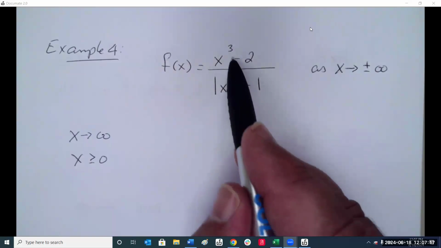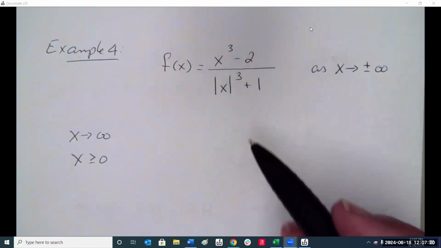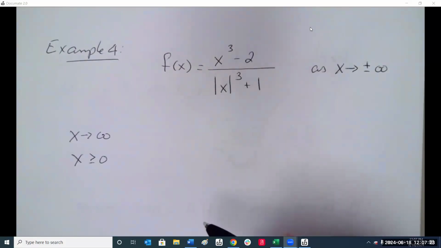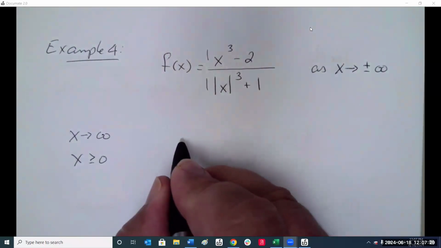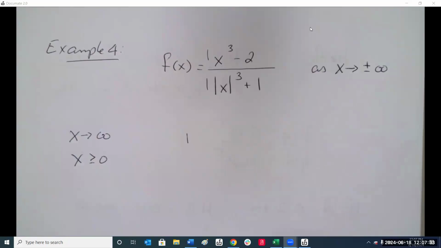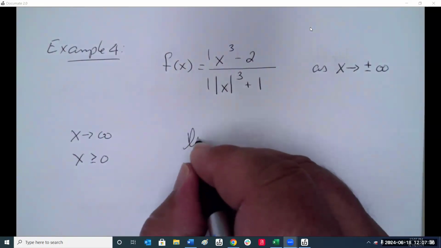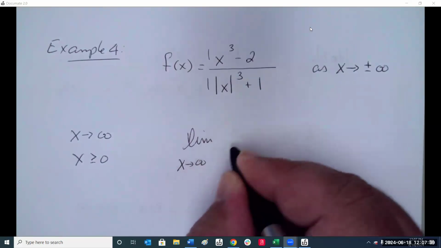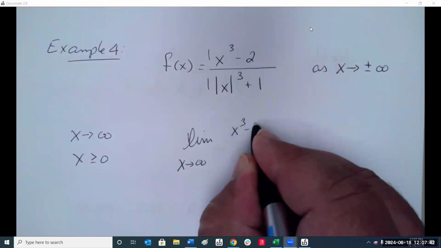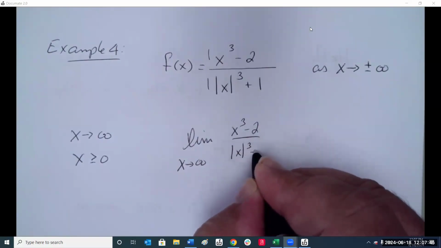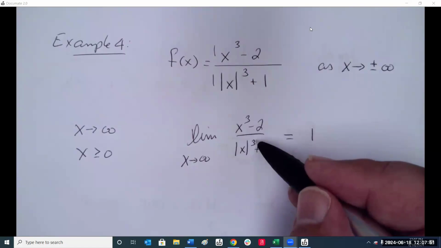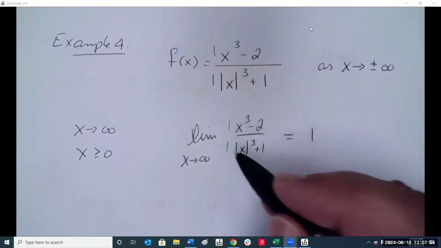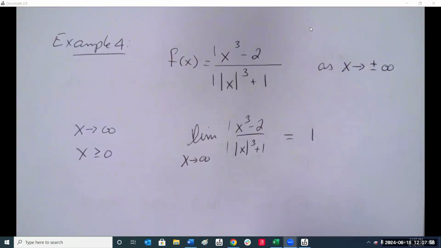Because they're the same exponents and the same x's, it's the coefficients, a over b, equals 1. Mathematically, what we're looking for here is this: as x goes to positive infinity of this function, it goes to positive 1. Because they're the same size, it's going to be the coefficients. So the absolute value. Not for that one.